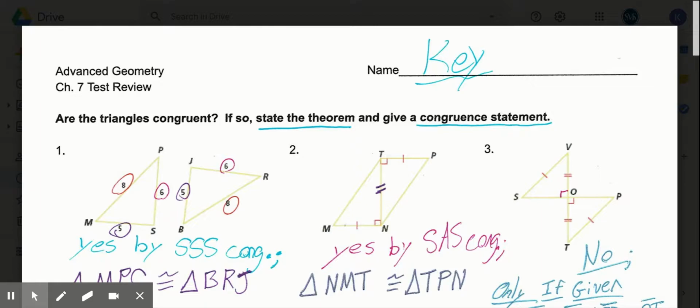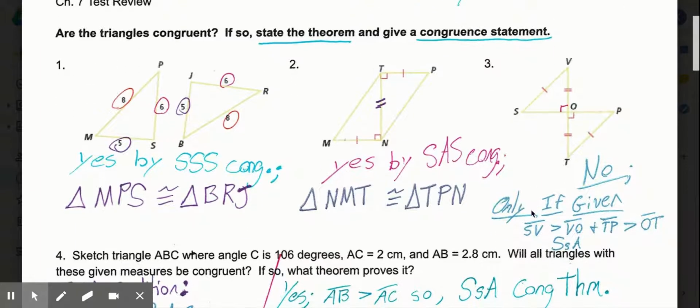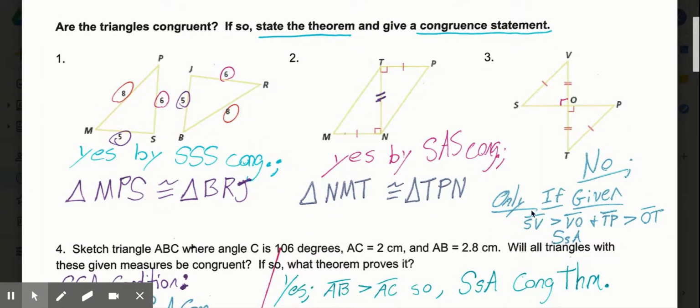So the first section, we're thinking about our triangle congruence theorems. So we have our side-side-side, side-angle-side, angle-side-angle, our side-side-angle, as long as the larger side is opposite the larger angle, and our hypotenuse-leg. So if we look at the first triangle here, we have sides of 5, 6, and 8 on both triangles. So we have side-side-side congruence.